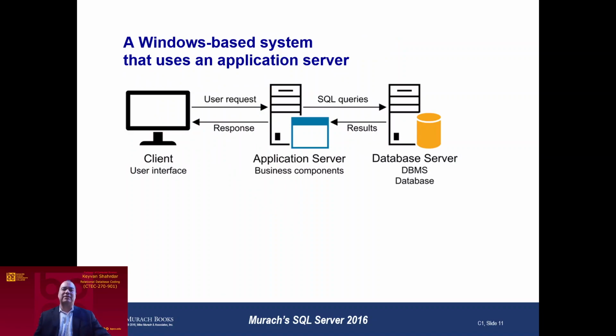So a Windows-based system that uses an application server. You have your client, that's your desktop or laptop, and then it will connect to an application server. It could be any type of server, like a Windows server. And then from that server, it will connect to the SQL server where you'll have access to the database. Now, let me explain. That SQL server could be on that web server that you connected to as well, or it could be on a different server.